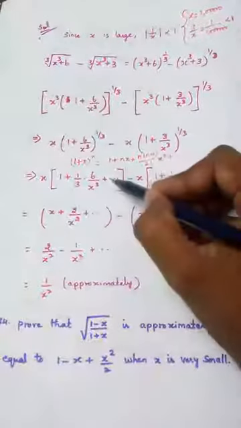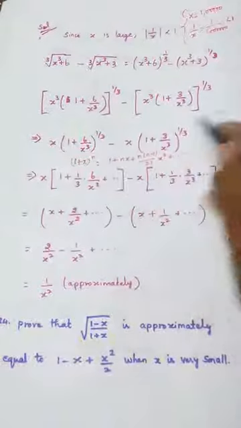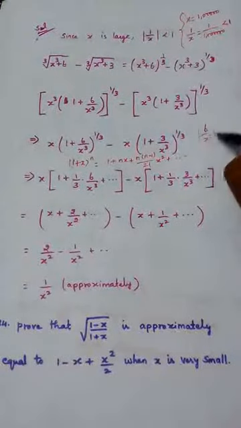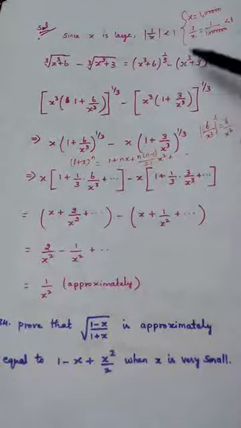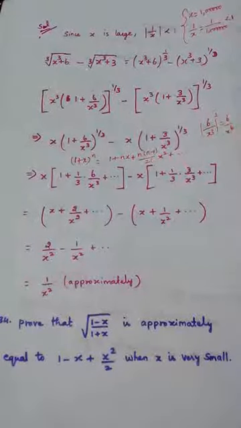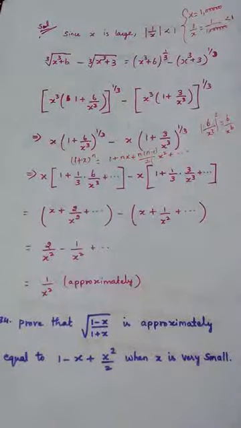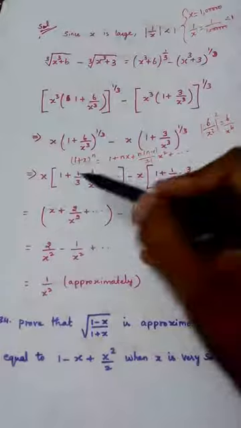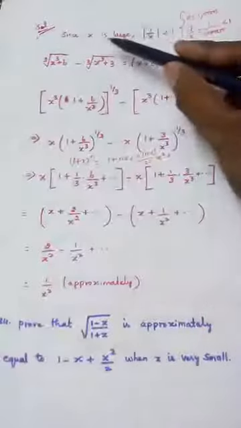Even I have not written the third term, because if I write the third term, what happens? It will become 6 by x cube whole square, so 6 by x power 6 will come. 1 by x itself is very less, so 1 by x power 6 and all will be almost equal to 0. So we are omitting those terms. Keep that in your mind. A formula goes on like that, but we have taken only two terms because x is very large.